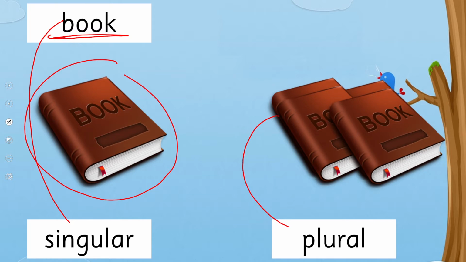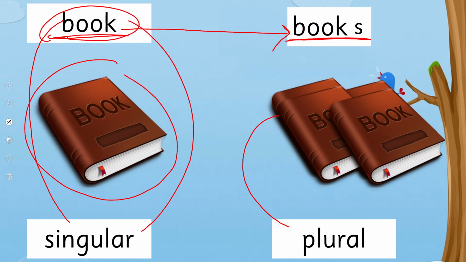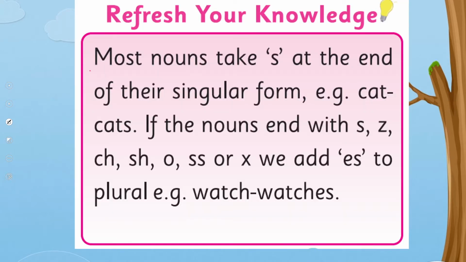And do you remember the rule? How do we write plural? The first rule is, we write the singular naming word and we simply add s to make it a plural noun. Book, singular noun, and books, plural noun. Remember, this rule we have already learned and practiced. So, most nouns take s at the end of their singular form.